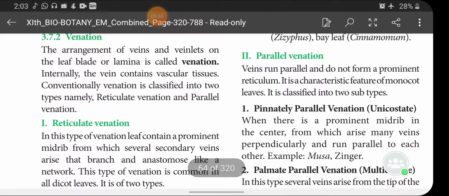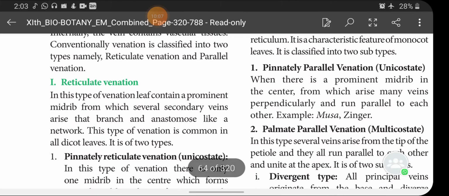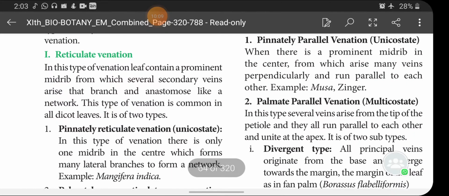Okay, so the arrangement of veins and veinlets on the leaf blade or lamina is called venation. Internally, the vein contains vascular tissues. Conventionally, venation is classified into two types, namely reticulate venation and parallel venation. Bracketed, children, actually it explained the types of venation, 5-mark question for you. Important question also.